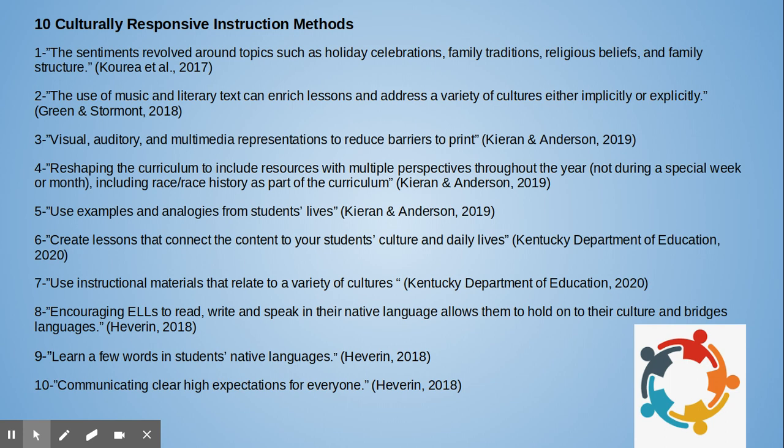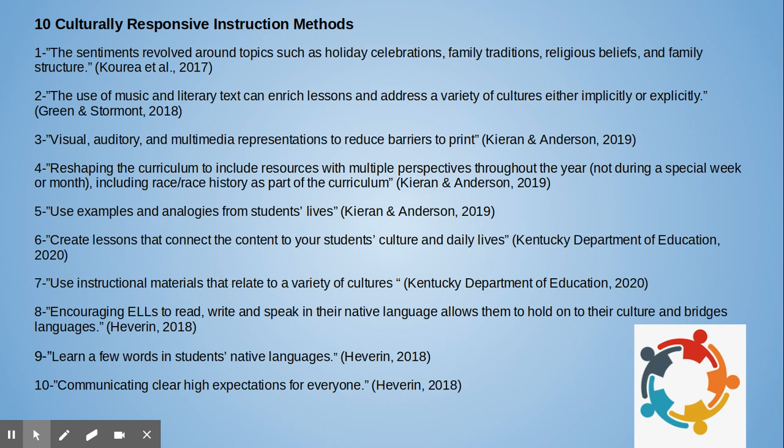One that really caught my eye was reshaping the curriculum to include resources with multiple perspectives. To me, I think that's a part of it, but you don't so much reshape your whole curriculum, you just shape parts of it to include those aspects. Once you get to know the students, use examples and analogies from their own life to make lessons hit home, so to speak.